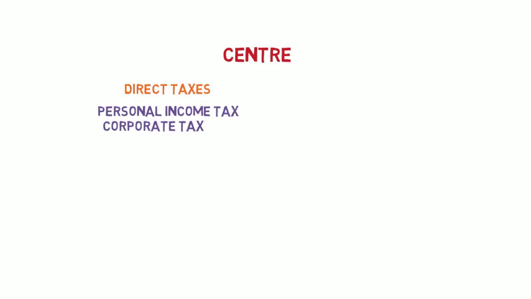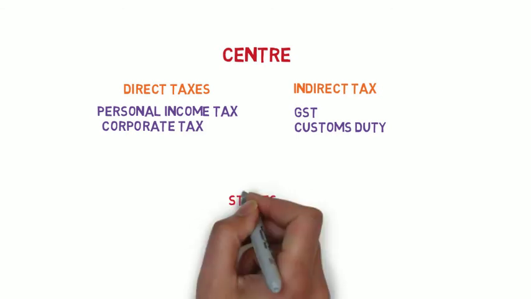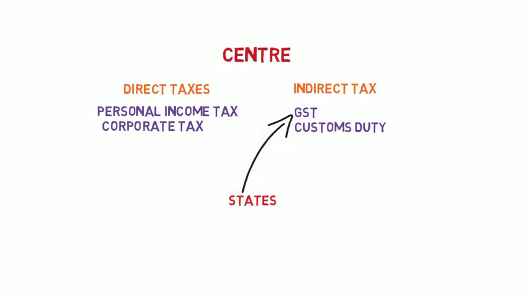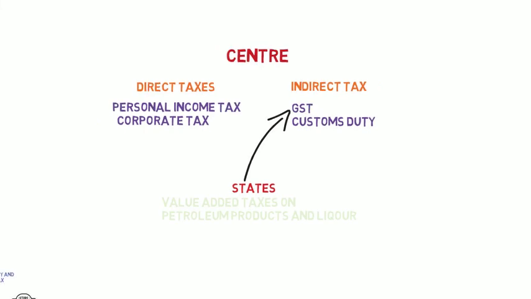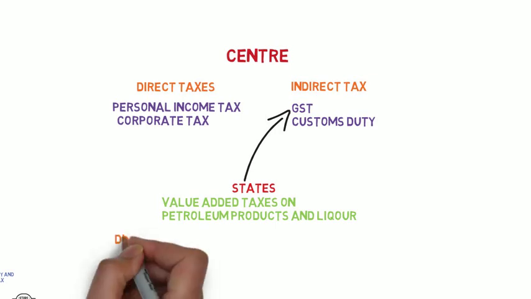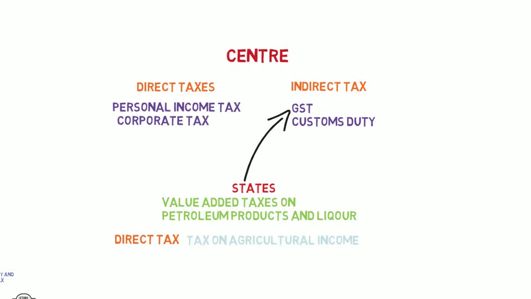The center has the power to levy direct taxes like personal income tax, corporate tax, and indirect tax like GST, customs duty, etc. States are also part of deciding the GST rates as they get a representation in the GST Council. Additionally, states can have value-added taxes on petroleum products and liquor. State can also levy a direct tax in the form of tax on agricultural income.